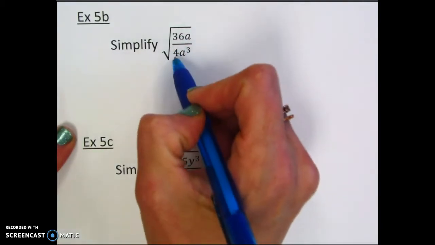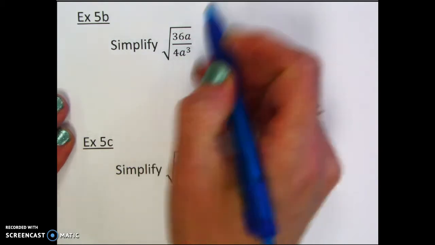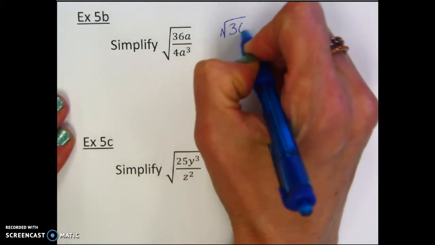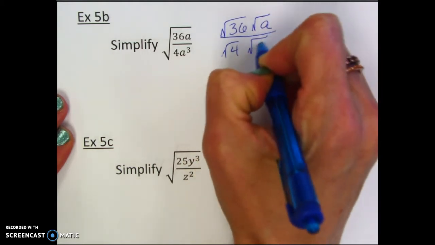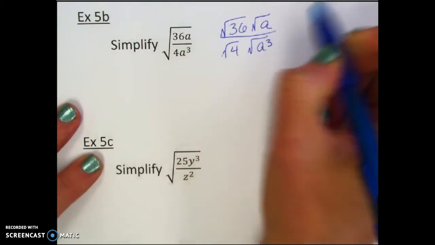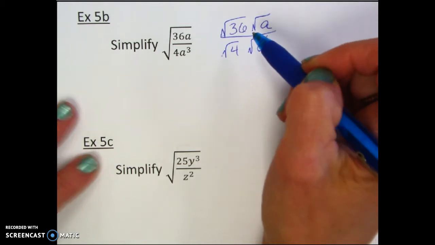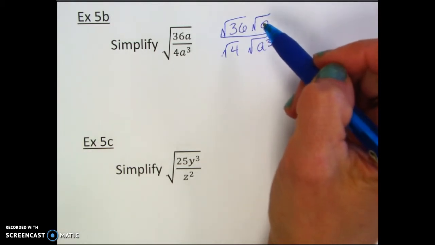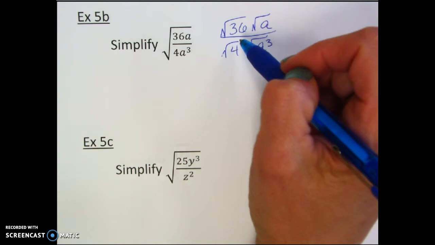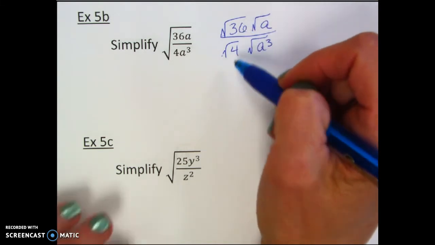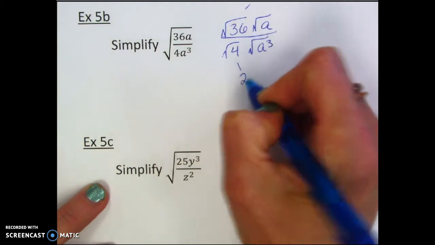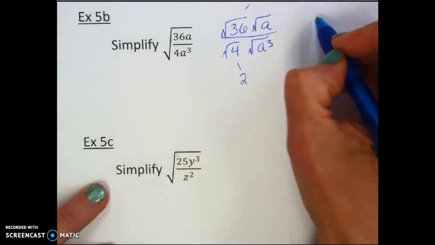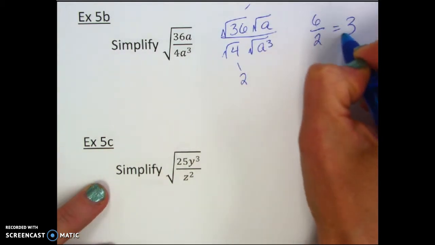Square root of 36a over the 4a cubed. So we have the square root of 36, the square root of a on the top, square root of 4, and the square root of a cubed on the bottom. Let's see, probably the easiest way to think about this is square root of 36 over 4. Square root of 36 is 6, square root of 4 is 2, 6 divided by 2 is 3.